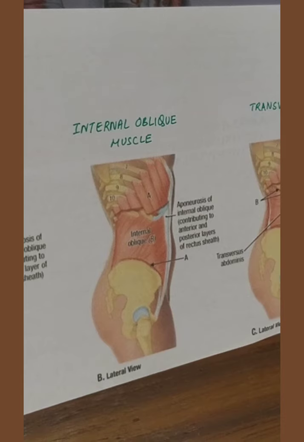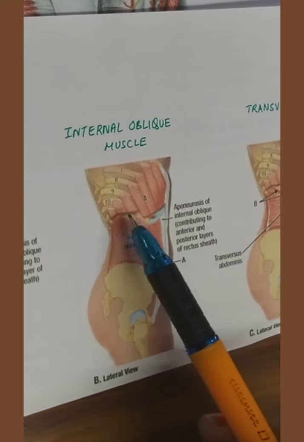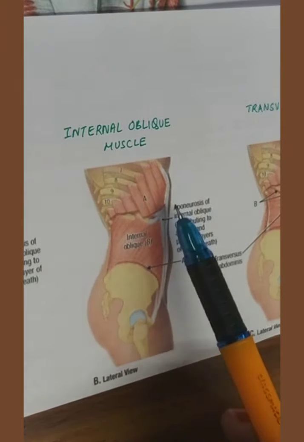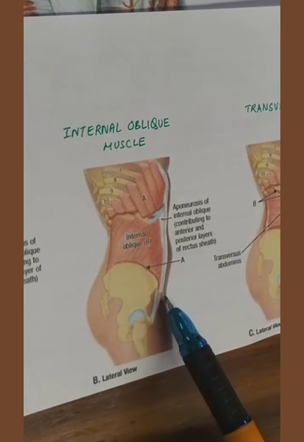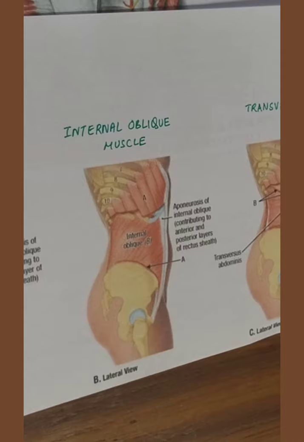Next, the fourth layer is the internal oblique muscle and its aponeurosis. Now we can see the cut ends of the external oblique in this lateral view, and this huge muscle and this aponeurosis is that of the internal oblique muscle.